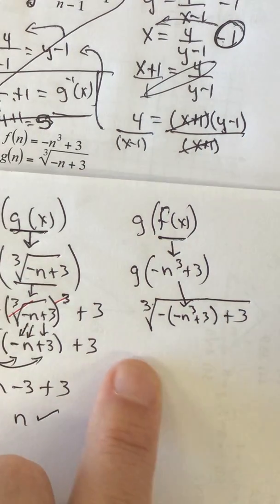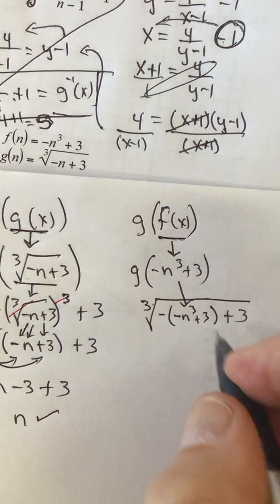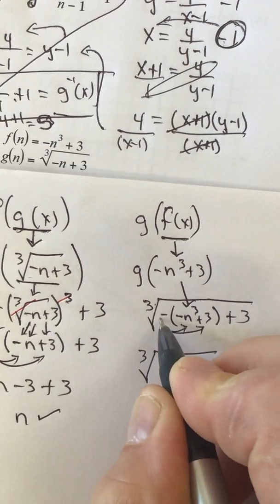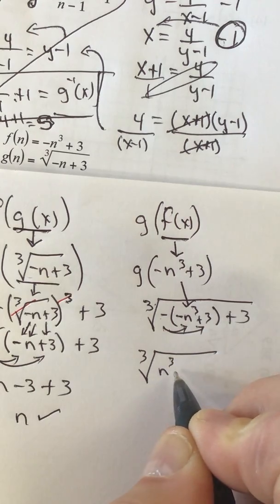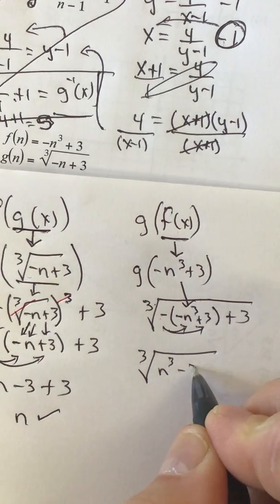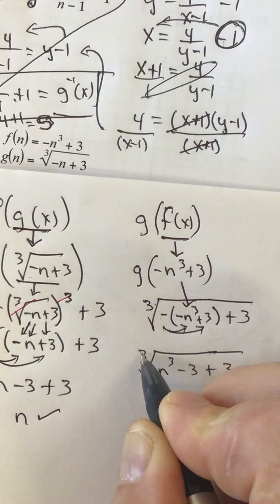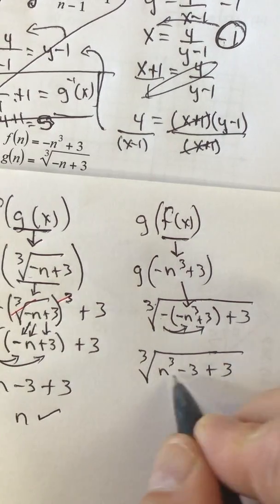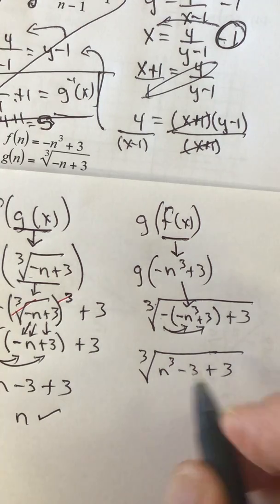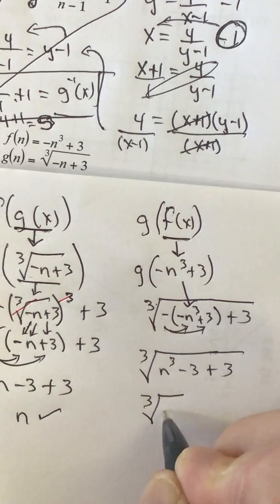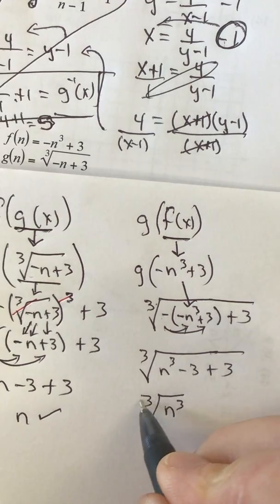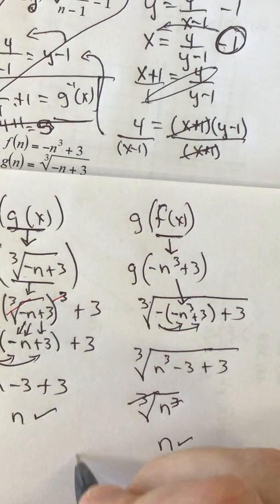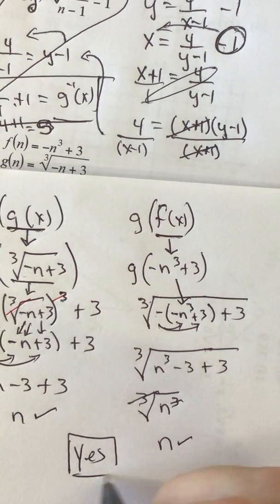Okay, you got to do order of operations. We got to do the inside first here. So that negative is going to come in there first. So a negative n to the third is positive n to the third. Negative 3 plus 3. It's not time to cancel out the third root yet because this is like implied parentheses. I'm still in the parentheses. Negative 3 plus 3 is 0, so I have the third root of n to the third. Now that 3 and that 3 go away and it equals n. This is a yes. These are inverses.